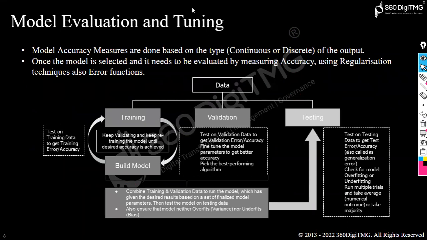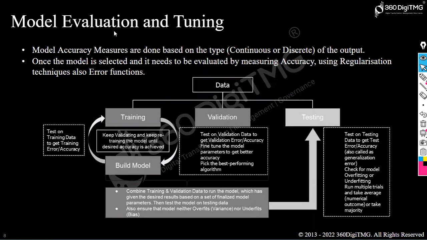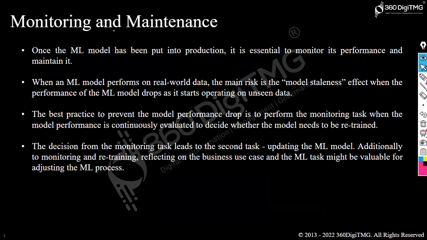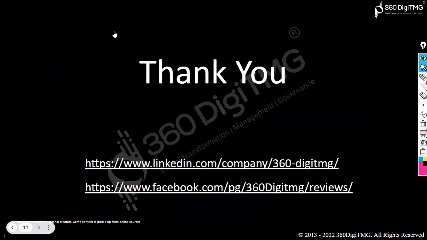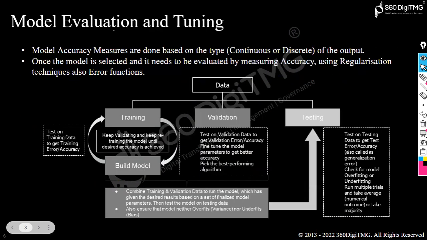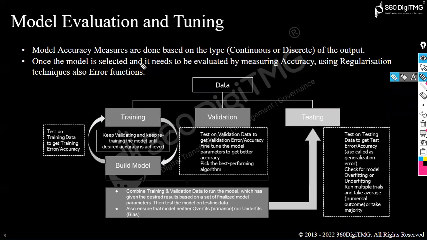So as we proceed, in model selection, you need to evaluate the model. How do you evaluate? By using some accuracy measures and also error functions. I can say that the model will be accurate and also have some error. Putting together is one.